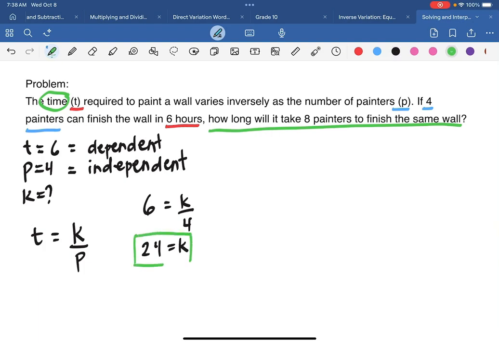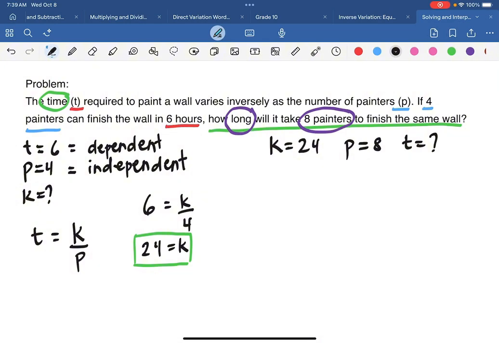But we are not done yet because we still need to find how long, the second part of the problem. So we're looking for the time. Again, let's write the given. For K, we have 24. For P, we have a new 8 painters. And we are looking for the new time. Based on our problem, whether we solve it or not, since there are 8 painters now, we can expect that the time would be less than 6.